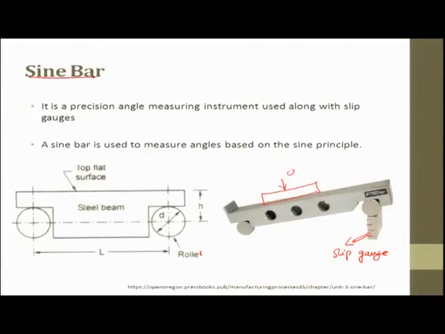Okay. It is a precision angle measuring instrument used along with a slip gauge. If you do not use a slip gauge, this instrument is not of big use. A sine bar is used to measure the angle based on the sine principle. So, you will have a top flat. This is a top flat surface. You have two rollers. These roller dimensions are given as d, and the center of the roller to the top of the flat surface is h, and between two rollers the distance is L.